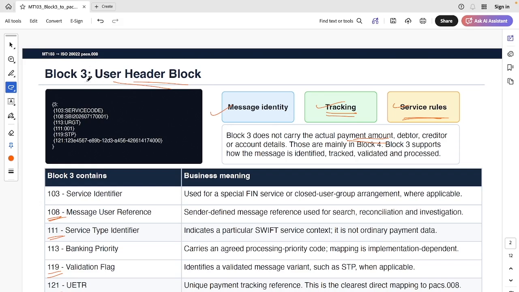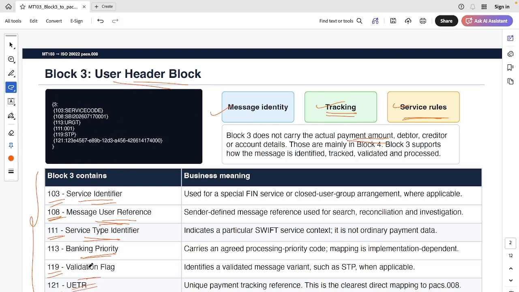The slide shows 6 fields that may be encountered in block 3. So these are the 6 fields. So 103. This is called Service Identifier. This is basically used to indicate a specific Swift FIN service, closed user group, or a specialized processing arrangement under which the message is being exchanged. Field 108 is called message user reference. Field 111 is called service type identifier. Field 113 is called banking priority. 119 is validation flag, and 121 is UETR.